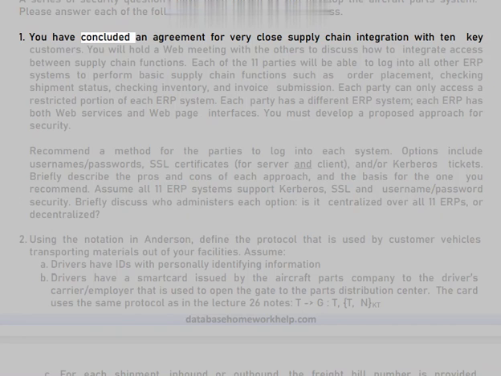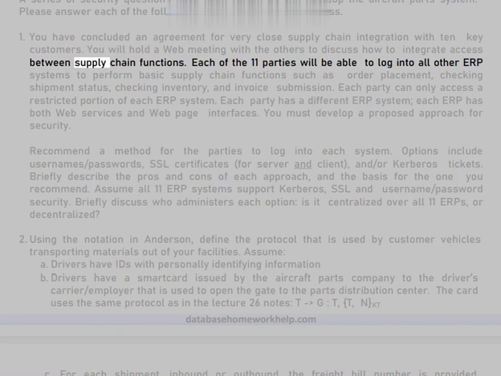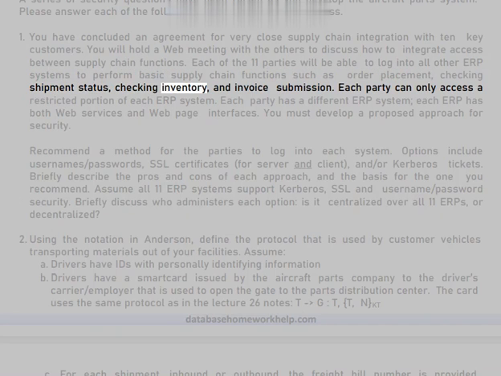1. You have concluded an agreement for very close supply chain integration with 10 key customers. You will hold a web meeting with the others to discuss how to integrate access between supply chain functions. Each of the 11 parties will be able to log into all other ERP systems to perform basic supply chain functions such as order placement, checking shipment status, checking inventory, and invoice submission.